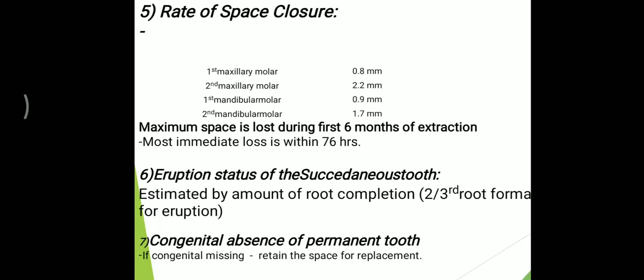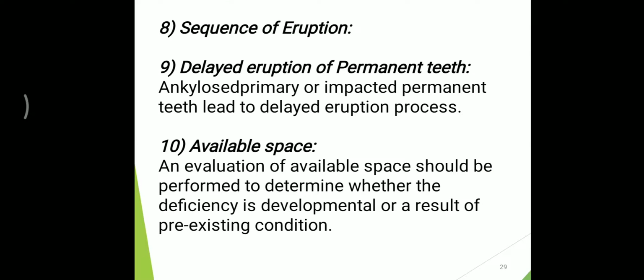And the sixth point is the eruption status of the succedaneous tooth, estimated by the amount of root completion, with 2/3 of the root formation needed for eruption. And the seventh point is congenital absence of the permanent tooth. If congenitally missing, then retain the space for replacement. Now let's see about the 8th point, which is the sequence of eruption. And the 9th point is delayed eruption of the permanent tooth. Ankylosed primary or impacted permanent teeth lead to a delayed eruption process.